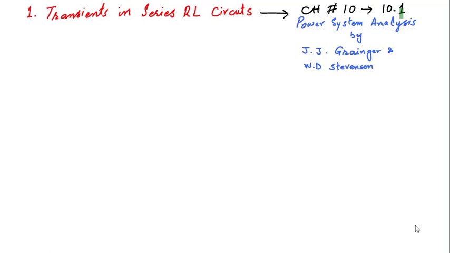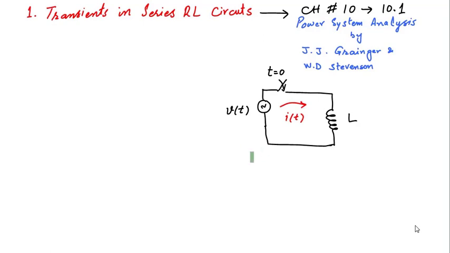To study transients in series RL circuit, first we consider a very simple case where we have a pure inductive circuit, as you can see here in the diagram. In this circuit you can see we have an inductor connected across a voltage source through a switch. When we close this switch at time t is equal to 0, the voltage source will establish a current into that inductor, that is also a time varying current.